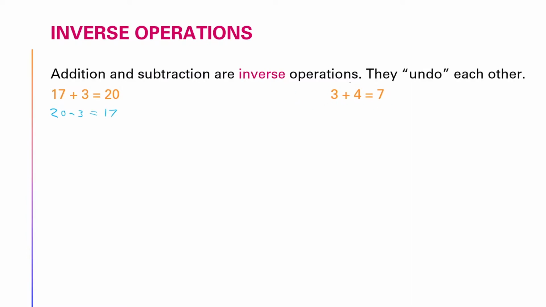3 plus 4 gives us 7. Now, if you want to go back to 4, all we had to do was 7 minus 3, and that brings us back to 4.